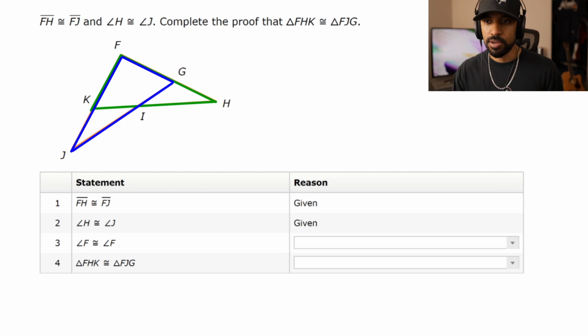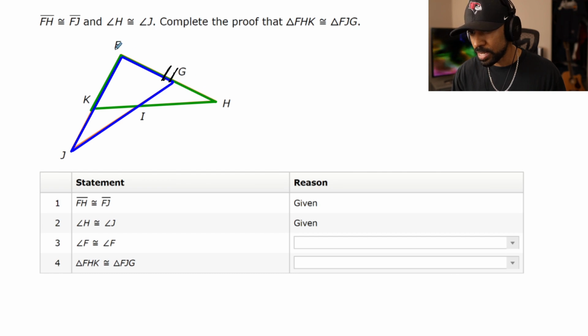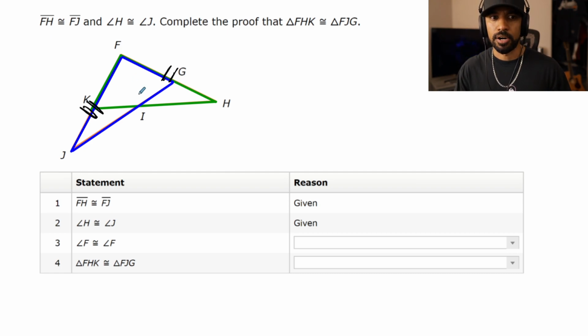Now, I talked about this in the previous video where we're, let's start to write this out. FH is congruent to FJ. That's the big guys right here. FH is the big green side here, and FJ is the big blue side right here. Hopefully that kind of makes sense that I'm marking up. It's not the little parts. Angle H is congruent to angle J as far as angles go. These two right here, another given.